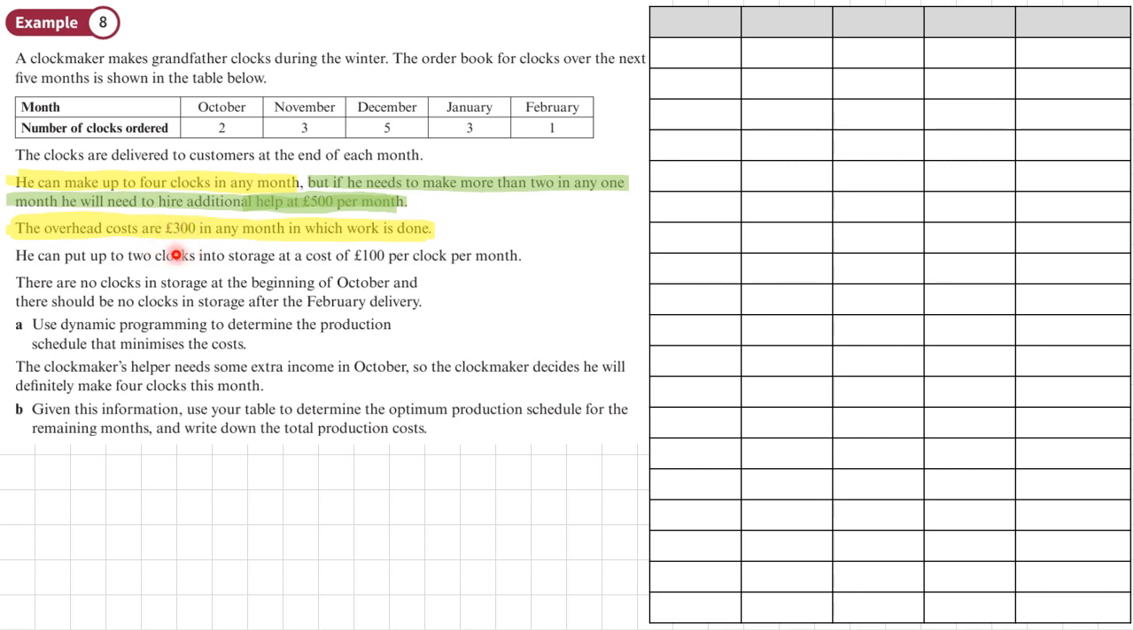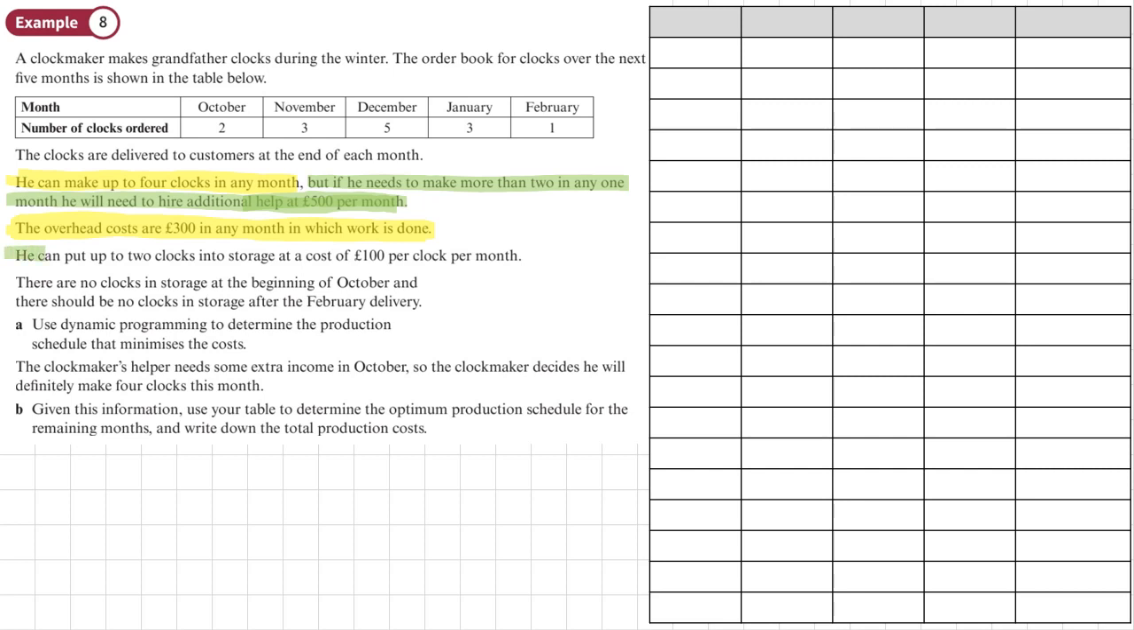And if he does no work, there's going to be no overhead costs, and it's going to cost him £300 whether he makes 1 or 2 clocks during the month. If he makes more than 2, then he's going to have his overhead costs plus the additional help costs to make 3 or 4 clocks.